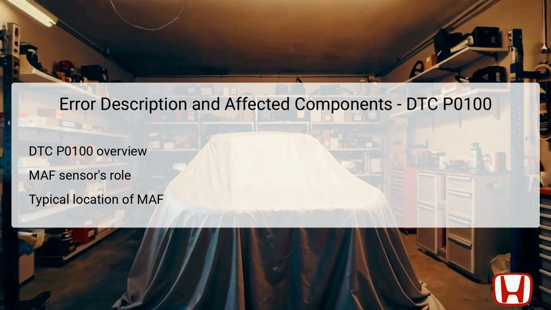The MAF sensor is typically located in the air intake system, positioned after the air filter but before the throttle body. In this location, it can accurately gauge the volume and temperature of the incoming air, which is essential for maintaining the proper air-fuel ratio. Disruptions or failures in the MAF sensor circuit can cause the ECU to miscalculate reactions, leading to performance issues. Understanding these components and their roles is essential for effective troubleshooting.